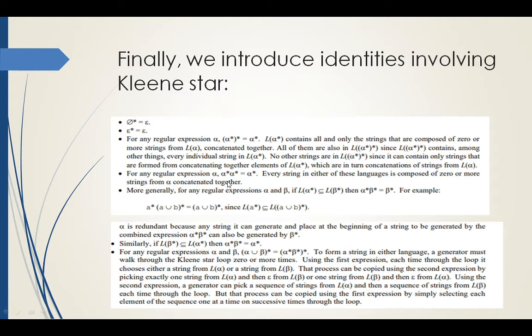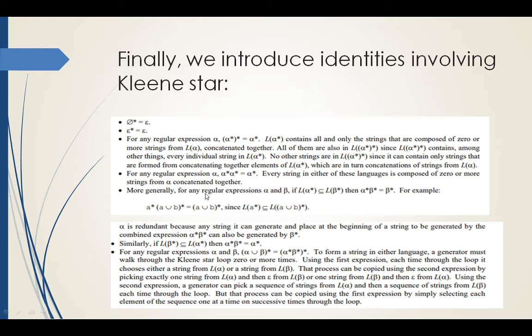Fourth rule: for any regular expression alpha, alpha star dot alpha star is equal to what? It is alpha star only. Every string in either of these languages is composed of zero or more strings from alpha concatenated together. So you can say alpha star dot alpha star is equal to alpha star.